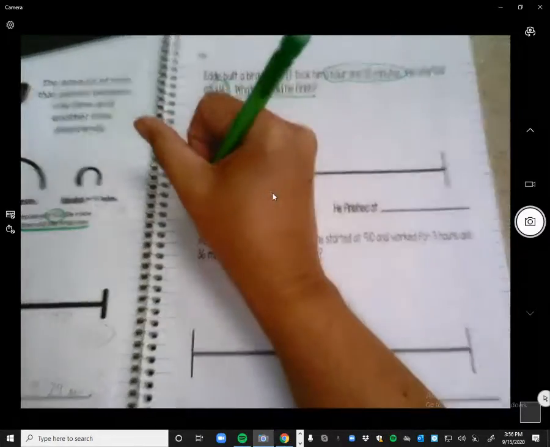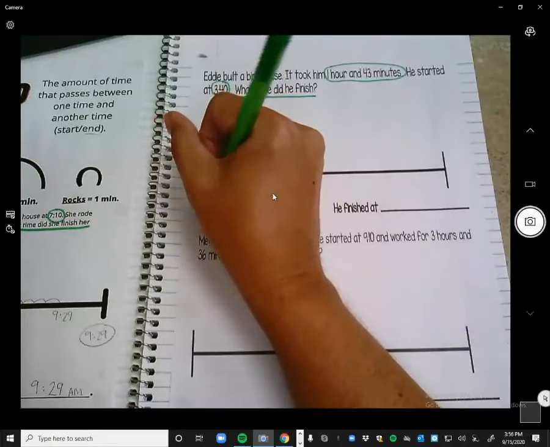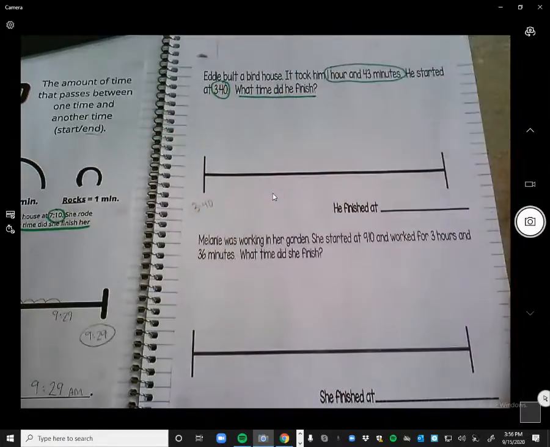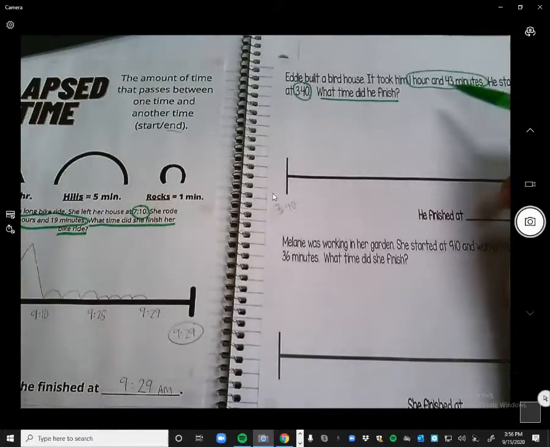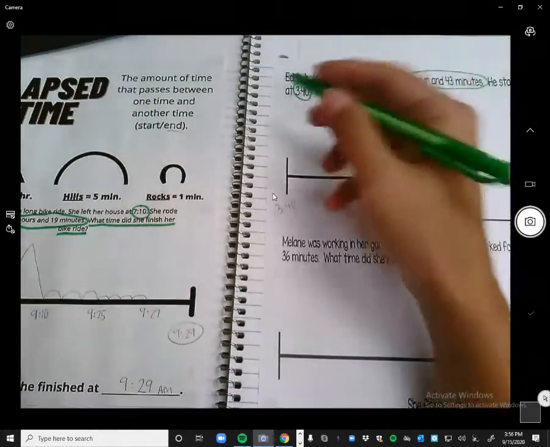So I'm going to start by filling in my 3:40. And I'm going to show my mountains, hills, and rocks like we did on this page. So mountains, I know my hours, I only have 1 hour.